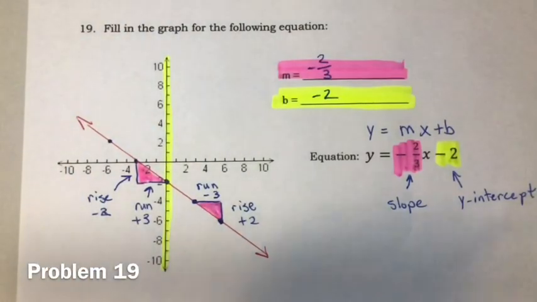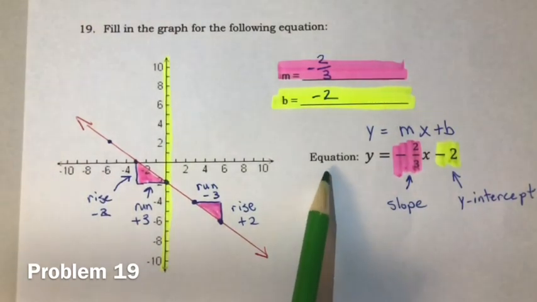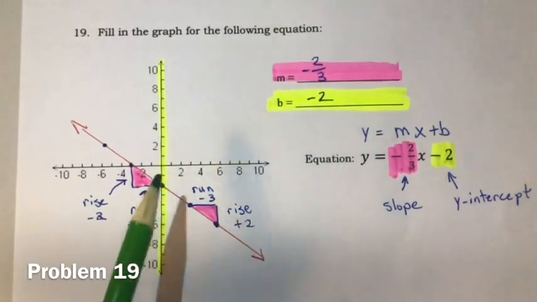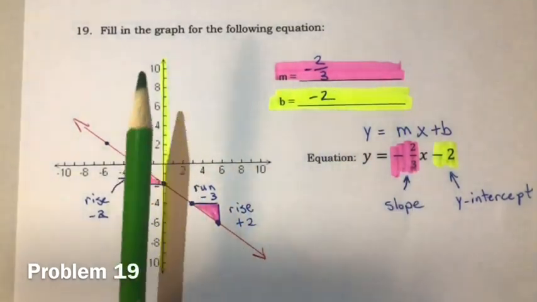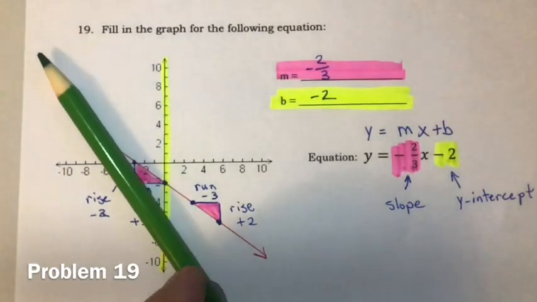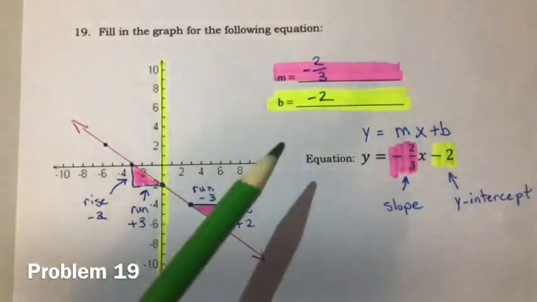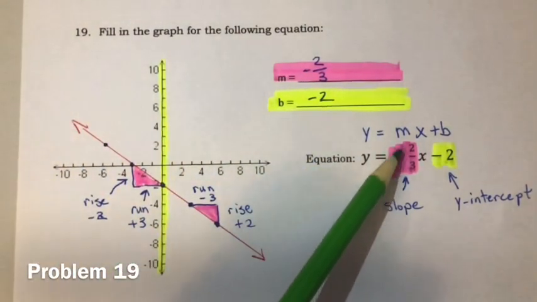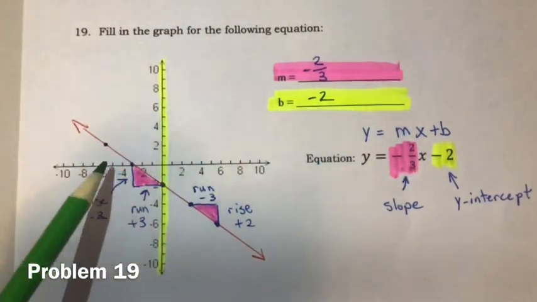For 19, fill in the graph for the following equation. So you're given the equation and you have to graph it. And you can see that it has a negative rate of change. So that means our line's going to be slanting or sloping towards the negative x values. And we have a rise of -2 and run of 3.